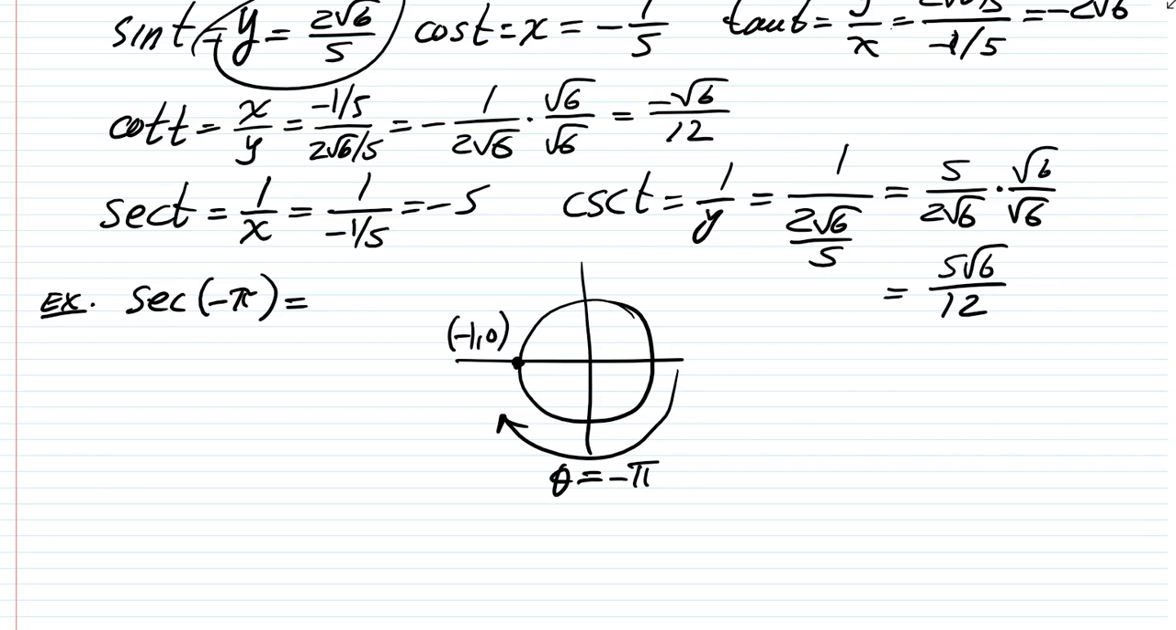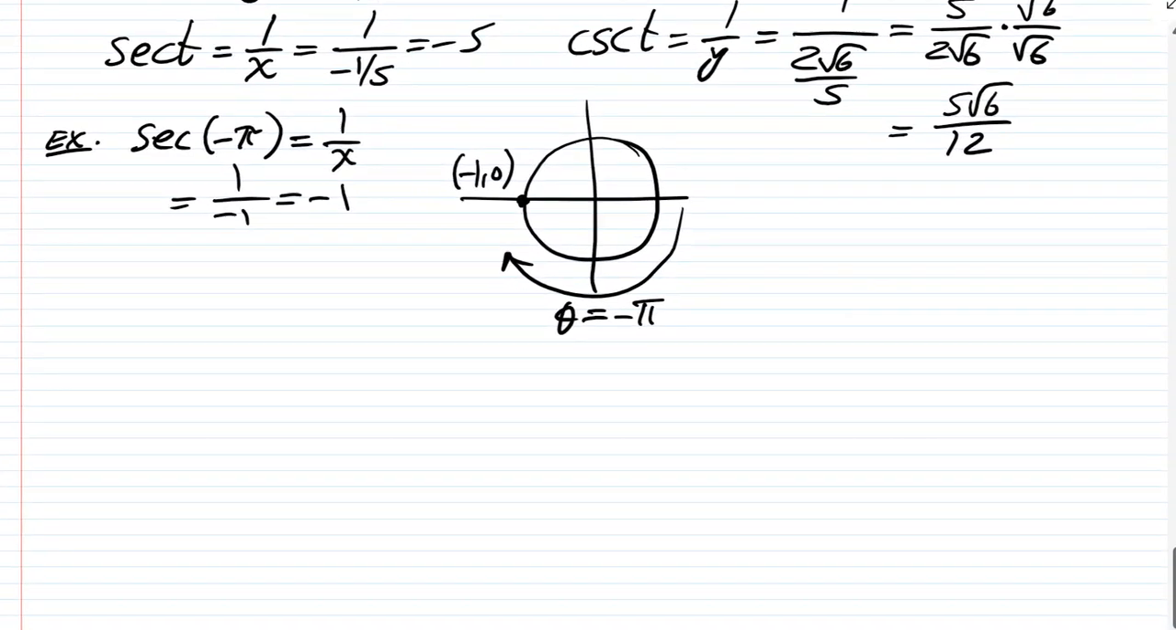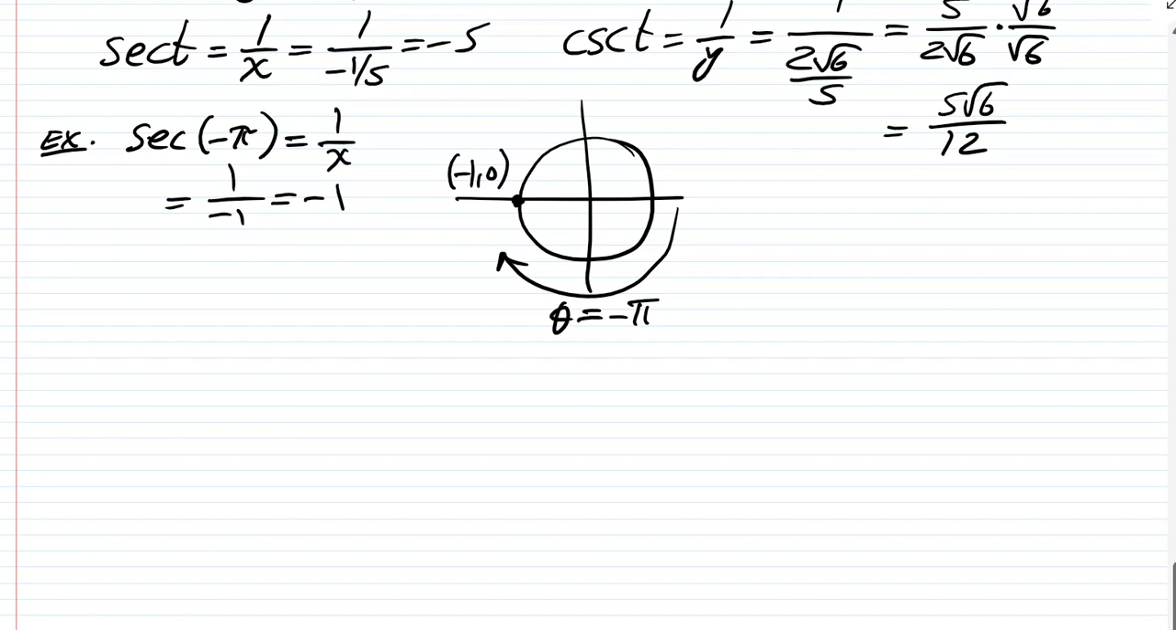And what is secant? Secant is 1 over x. So it's going to be 1 over negative 1, or the answer is negative 1. See how you work it from the circle. From the circle. No calculators.